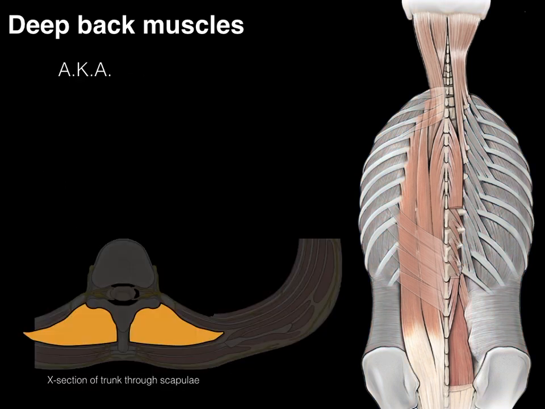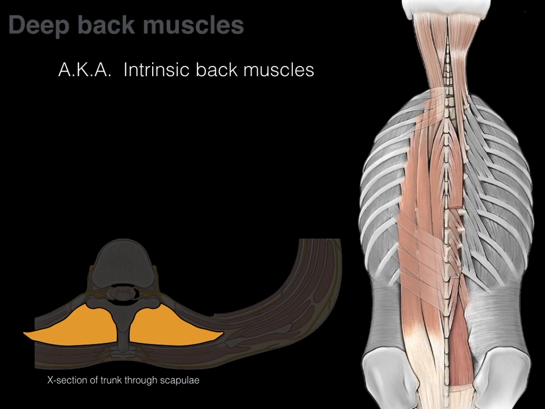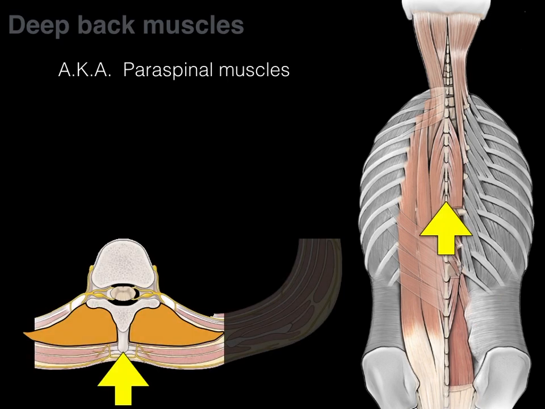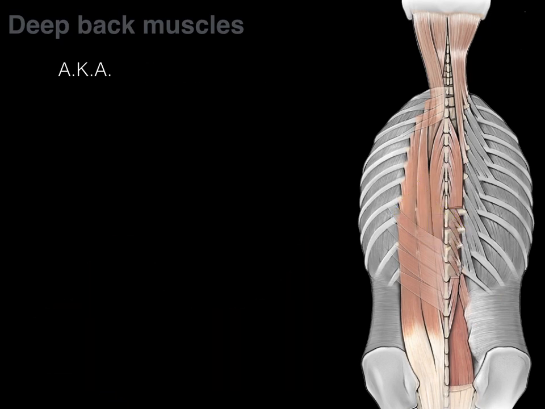The deep back muscles are also known as the intrinsic back muscles. Why? Because the word intrinsic is Latin for interior, inner, or within, and in orange we can see those intrinsic back muscles, which are interior of the back. The deep back muscles are also known as paraspinal muscles, because the prefix para means beside and spinal means the spine, so when we look at this, we see these muscles are beside the spine.